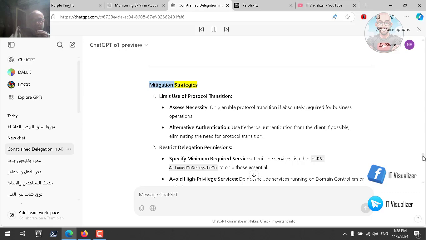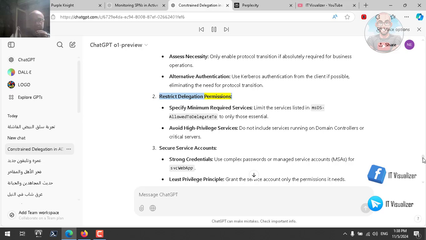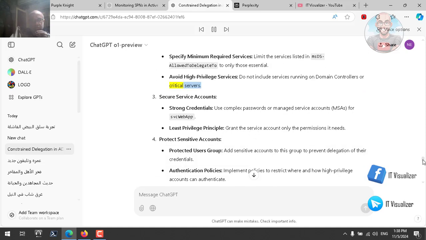Mitigation strategies. Limit use of protocol transition. Assess necessity: only enable protocol transition if absolutely required for business operations. Alternative authentication: use Kerberos authentication from the client if possible, eliminating the need for protocol transition. Restrict delegation permissions. Specify minimum required services: limit the services listed in msDS-AllowedToDelegateTo to only those essential. Avoid high-privilege services: do not include services running on domain controllers or critical servers.